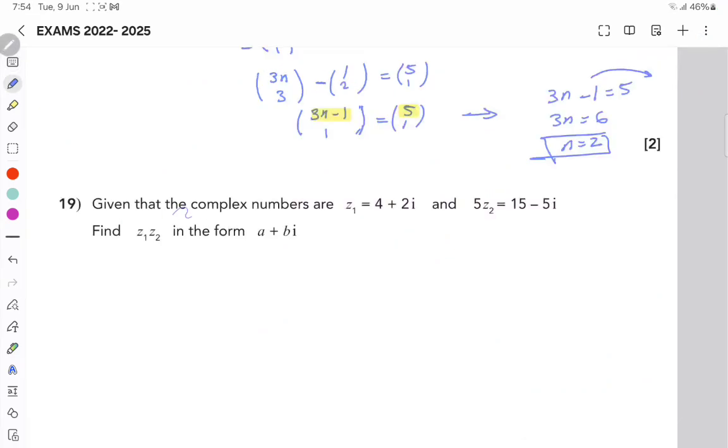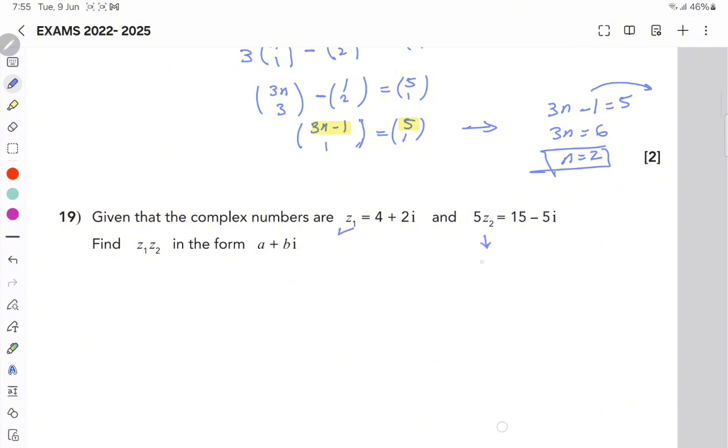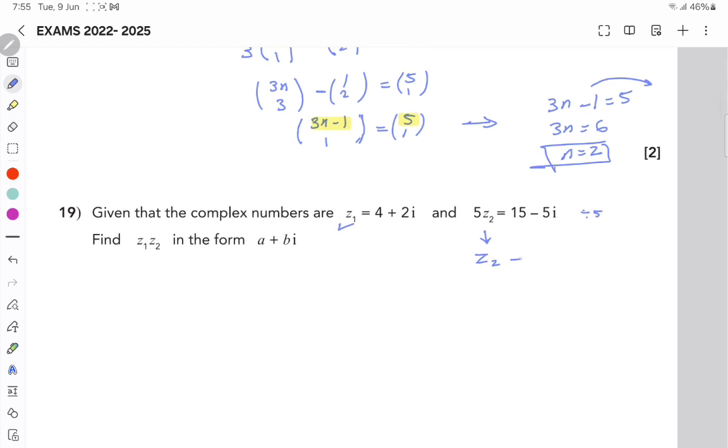In this question, given that the complex numbers are z1 equals 4 plus 2i, 5z2 equals 15 minus 5i, find z1 times z2. So z1 I have it, but here I have 5z2. So to find z2, we just divide all by 5. We divide through 5, so 15 divided by 5, it will be 3. 5i over 5, it will be i.